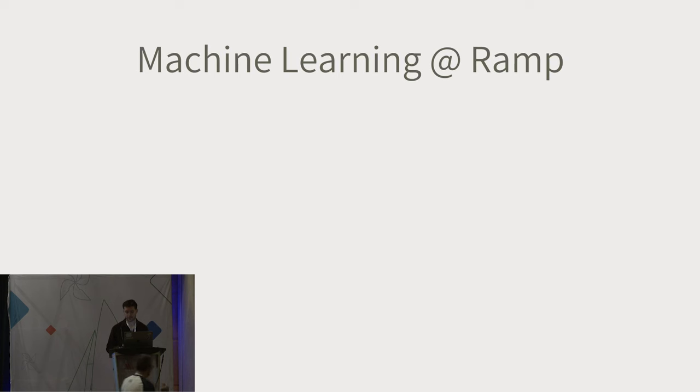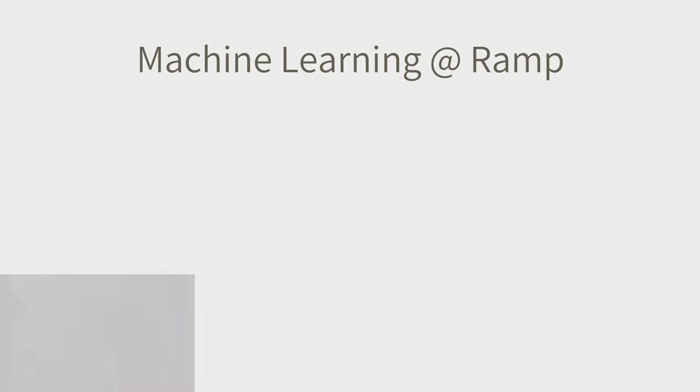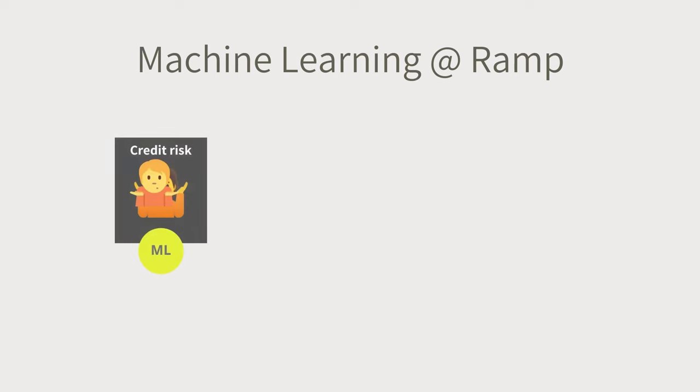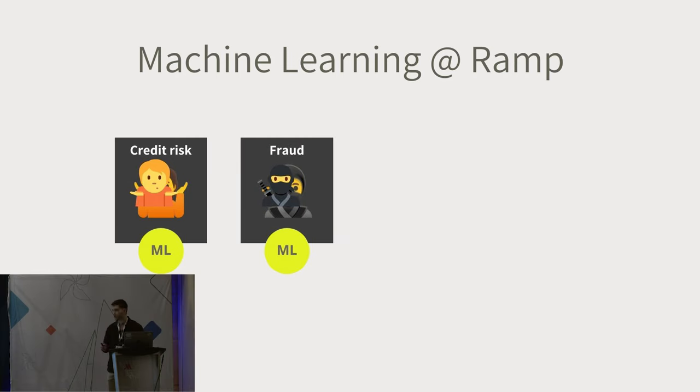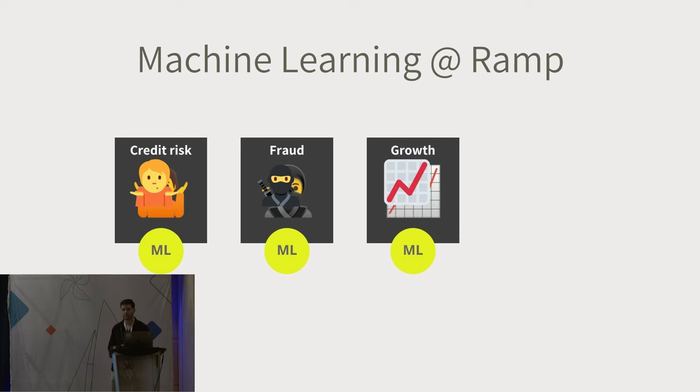Data is at the core of our business, and we apply machine learning in several different domains. For instance, credit risk: we predict whether a RAMP customer will become 15 days delinquent in their next monthly bill. Another surface area is fraud. For a particular card transaction, we want to predict whether it is fraudulent or not before we authorize it.